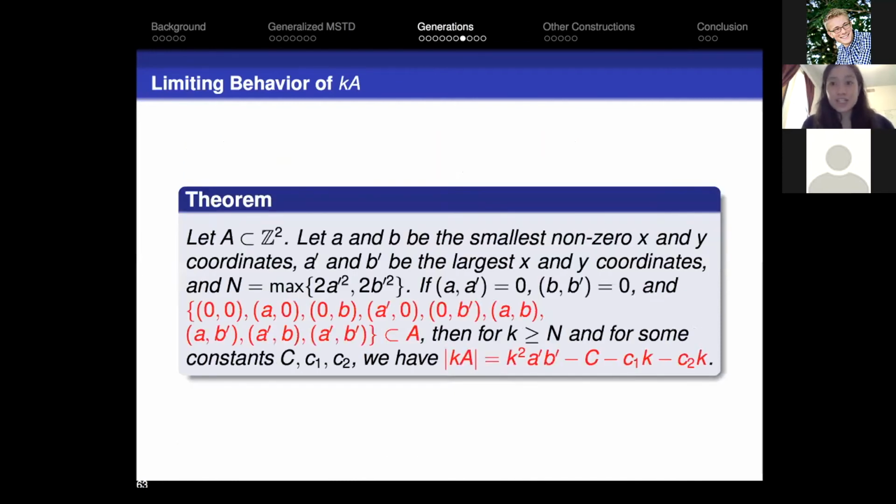In two dimensions, we can have a similar theorem. However, there are some differences. Those are highlighted in red. So the first difference is that our set can't just be any set. It has to have some specific points in the set, which are outlined in the theorem. And then Ka, instead of missing a constant amount of points, the points missing from the set are going to grow linearly.